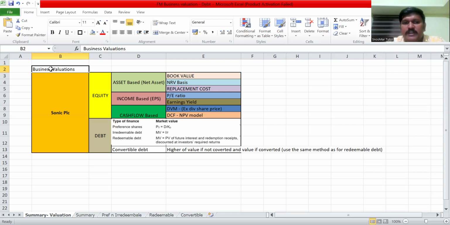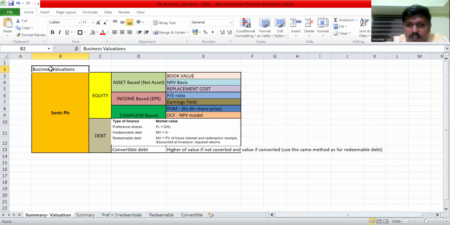Same with the irredeemable debt. For irredeemable debt, you are calculating the market value of the debt by simply dividing your interest by the required rate of return of the debt holders. So what is that particular required rate of return? Assuming that my interest is 7, I can divide it by, let's say, 5%. If the required rate of return is 5%, I can divide to get the market value of an irredeemable debt.